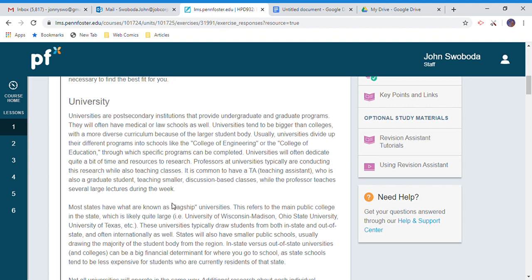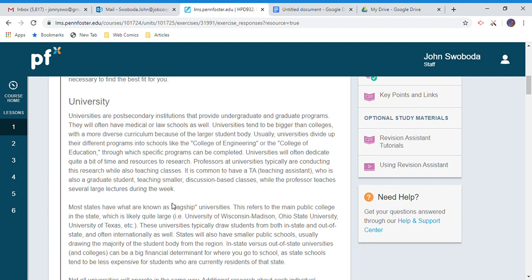They will often have medical or law schools as well. Universities tend to be bigger than colleges with a more diverse curriculum because of the larger student body. Usually, universities divide up their different programs into schools like College of Engineering or College of Education, through which specific programs can be completed. Universities will often dedicate quite a bit of time and resources to research.